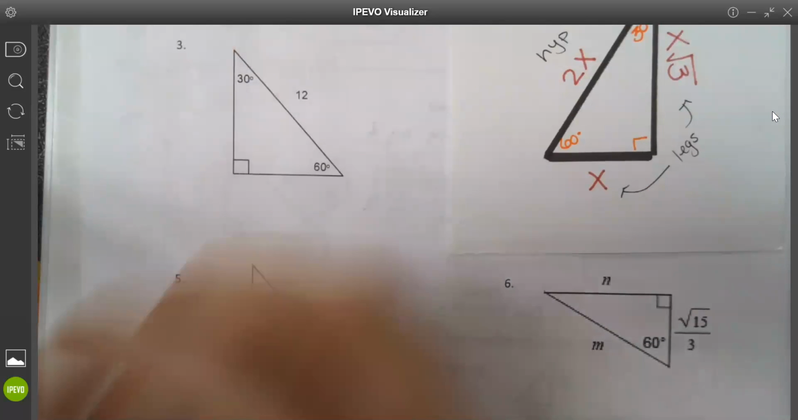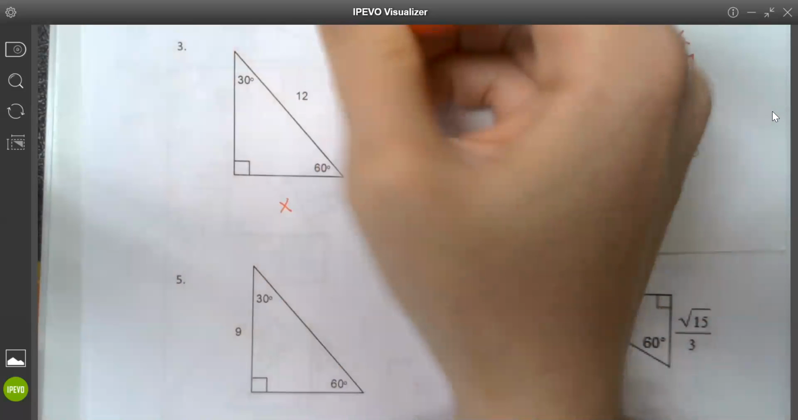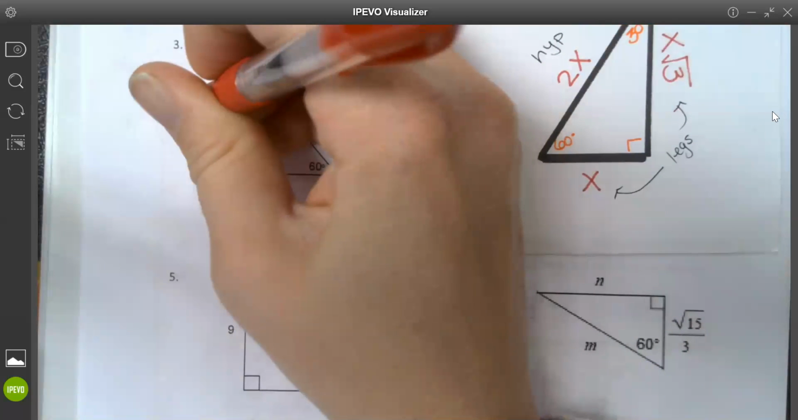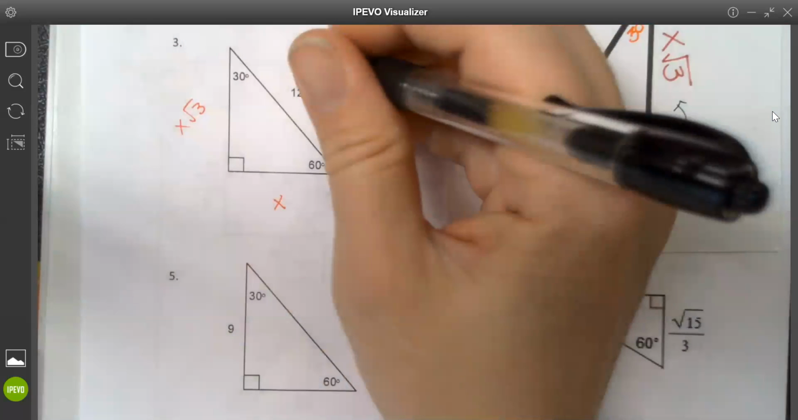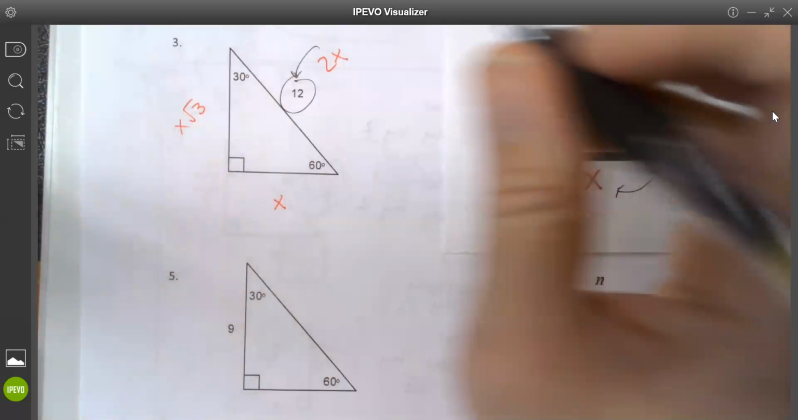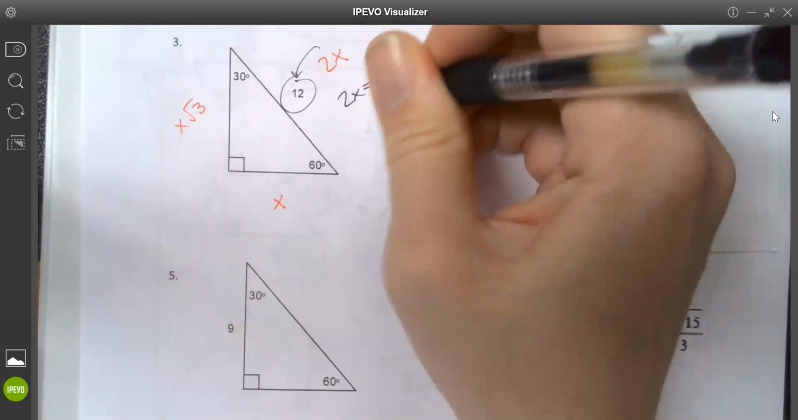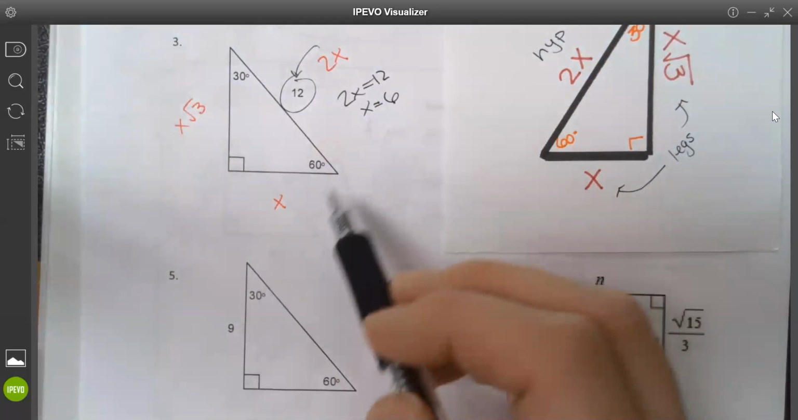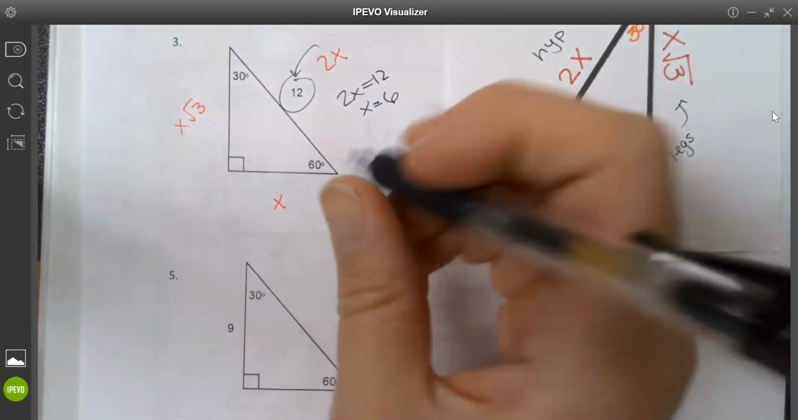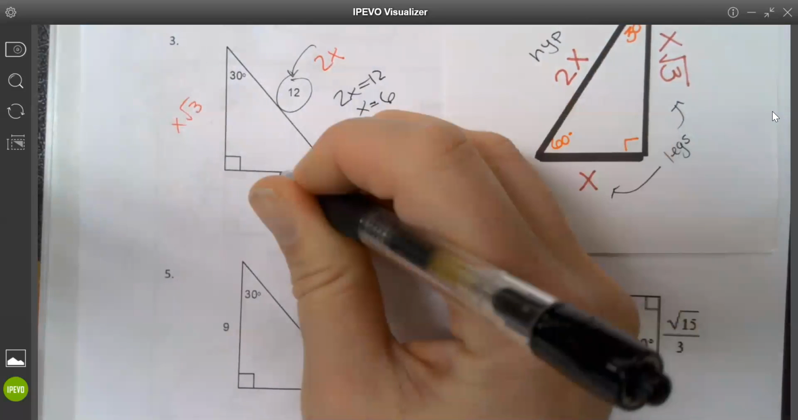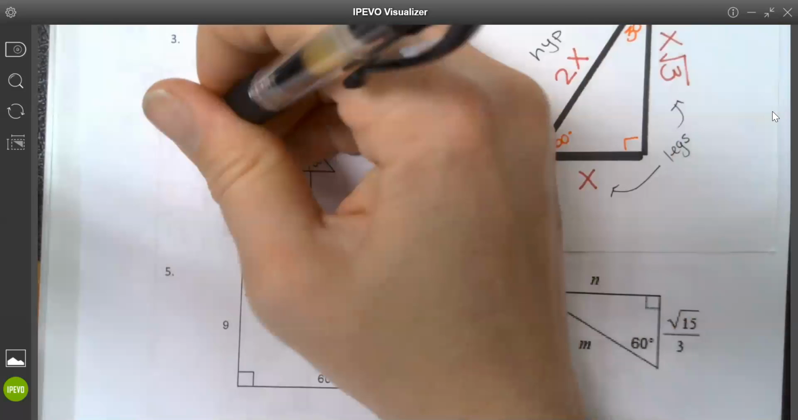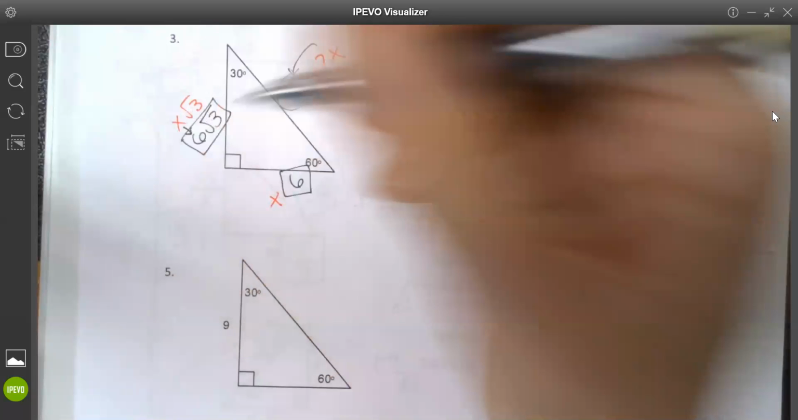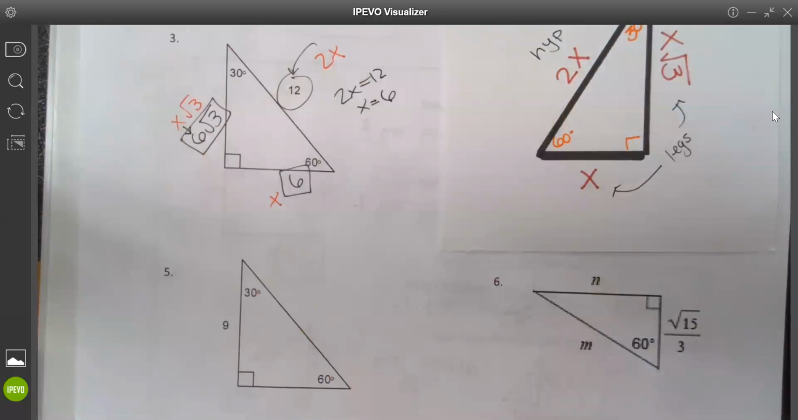Side across from 30 is x. Hypotenuse is 2x. Other side is x rad 3. The side I have is the 2x side. So if 2x equals 12, what does x equal? 6. Now I just take that and I plug it in. So this side is 6, and this side would be 6 rad 3. I'm just plugging x in to both of those sides.